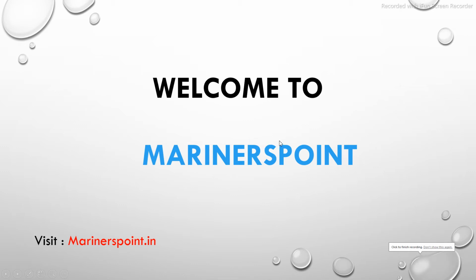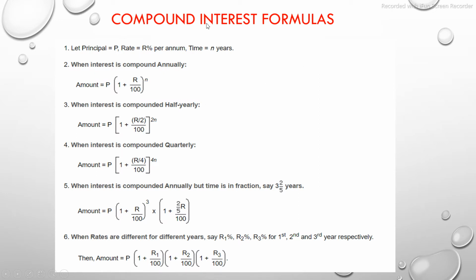So today in this video we will be discussing compound interest formulas. So let's proceed. The first is, we all know that P denotes principal, R denotes the rate of interest, and time N denotes the time period.